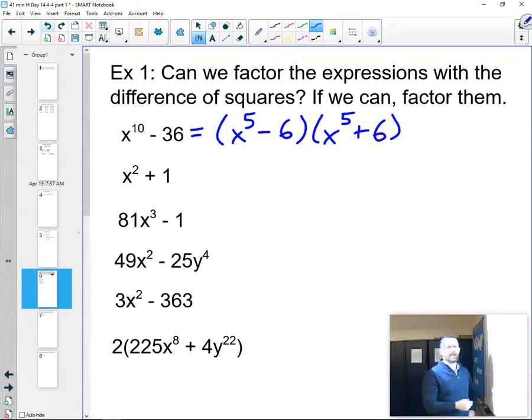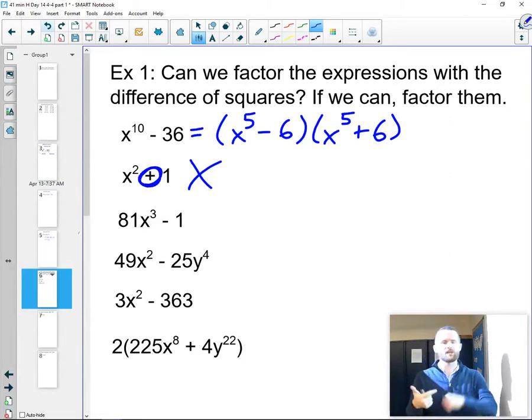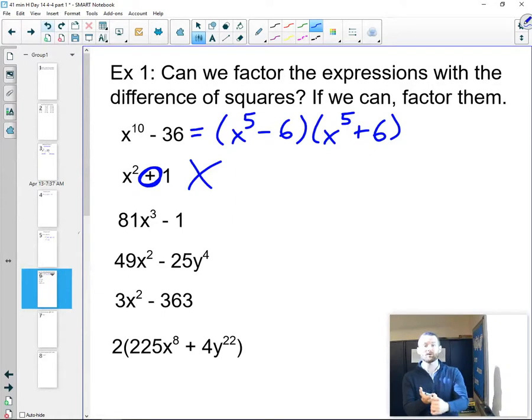Now let's take a look at the second one, x squared plus 1. Now, this one is not going to be a difference of squares because we see an addition right there. Even though it checks every other box, it's two terms, we've got an even power, 1 is a perfect square. As soon as we see the plus, we cannot do it.